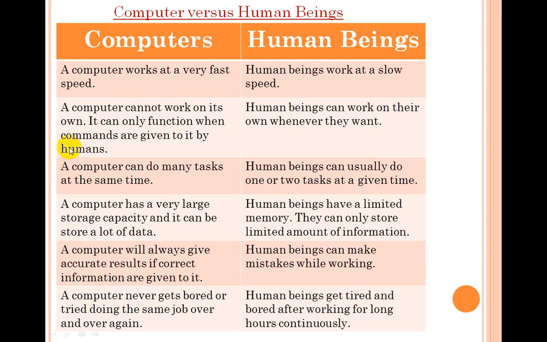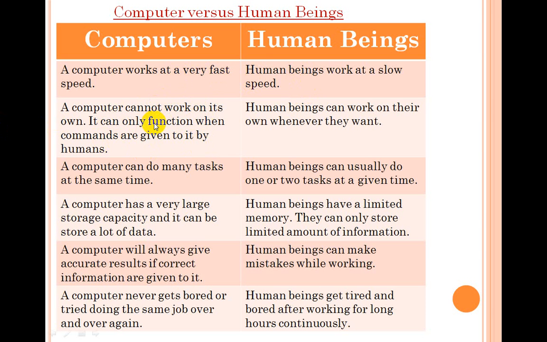Next, the last topic we are having is computer versus human beings. Computers work at a very fast speed. Whatever we are doing with the computer, it does the work very fast. Human beings, by comparison, work at a slow speed. A computer cannot work on its own. It can only function when commands are given to it by humans.